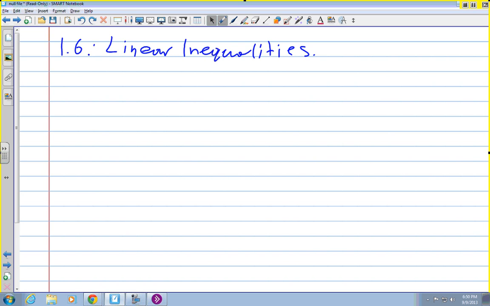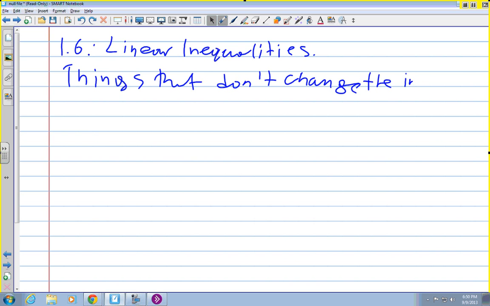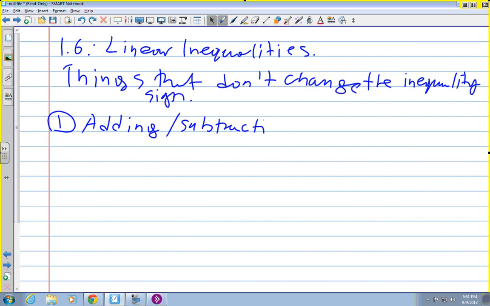But everything else, just like with solving equations, all those operations, adding, subtracting, will not change the inequality sign. Multiplying, dividing by positive numbers will not change the inequality sign. So I'm going to write all that down. So things that don't change the inequality sign. So adding, subtracting, same numbers from both sides.